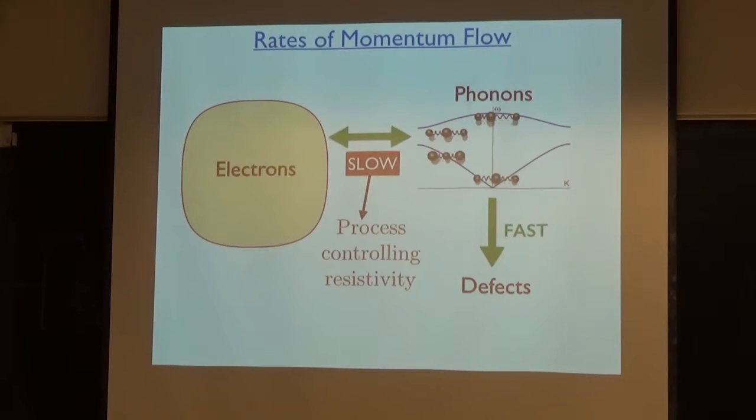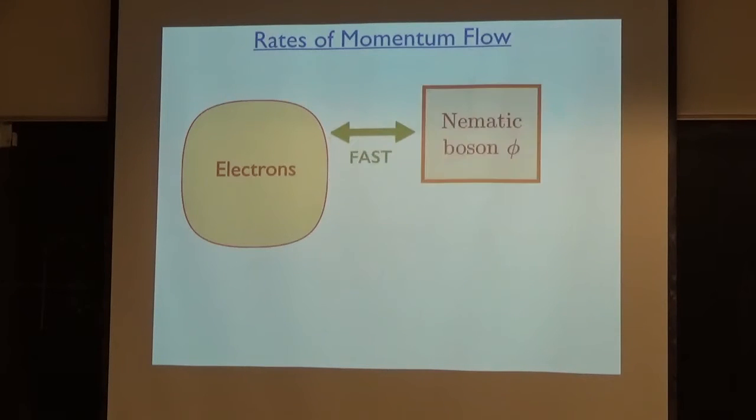That's why Bloch is correct, because the defect relaxation is fast enough, and you just need to worry about that relaxation process to get the resistivity. Okay, now let's take the same argument to the nematic critical point.